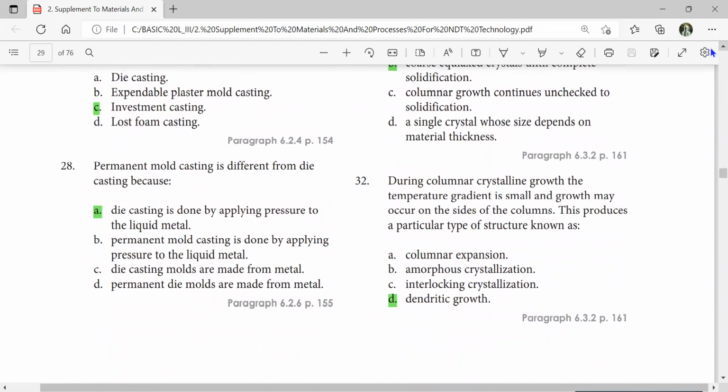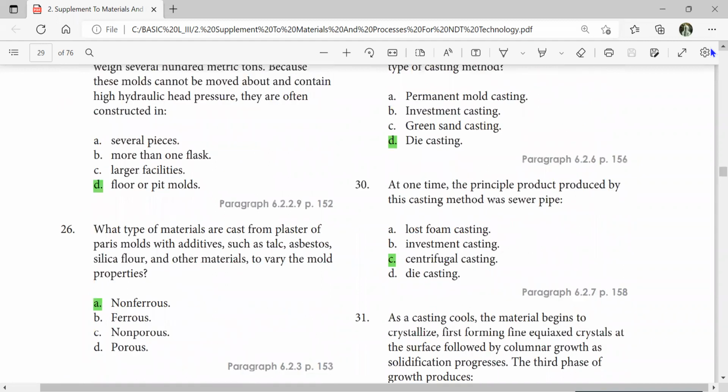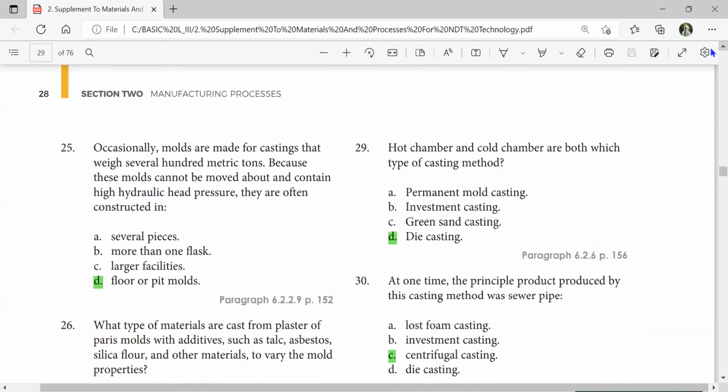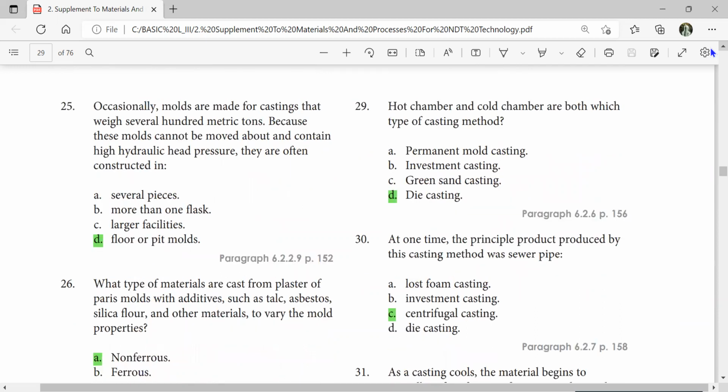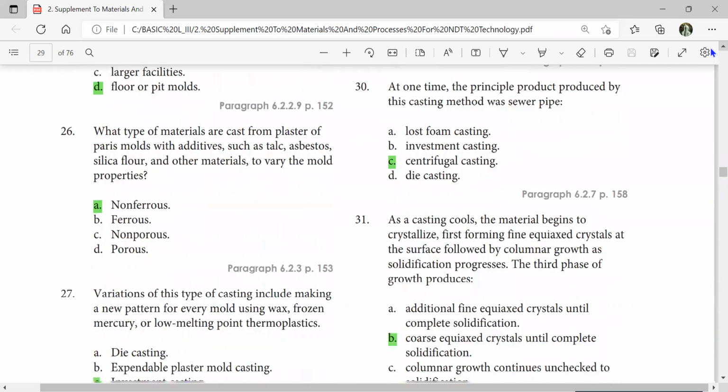Permanent mold casting is different from die casting because die casting is done by applying pressure to a liquid metal. Hot chamber and cold chamber are both of which type of casting method? Die casting. At one time, the principal product produced by this casting method was shear pipe. Centrifugal casting.